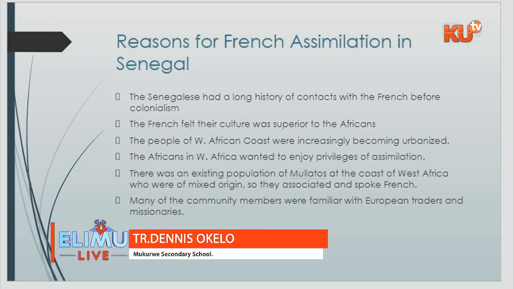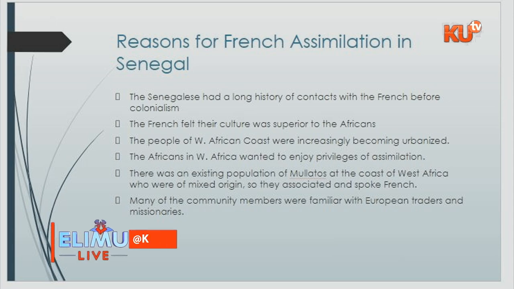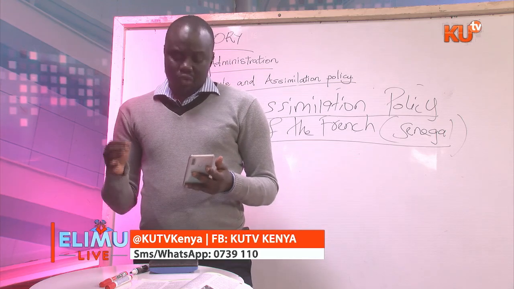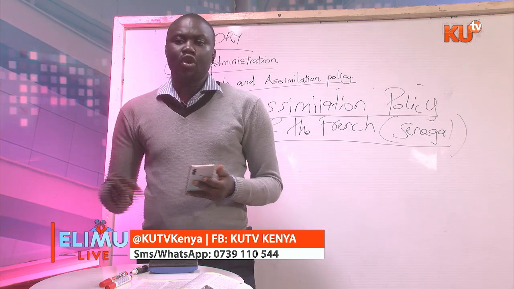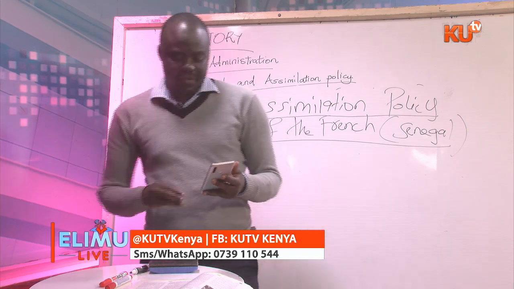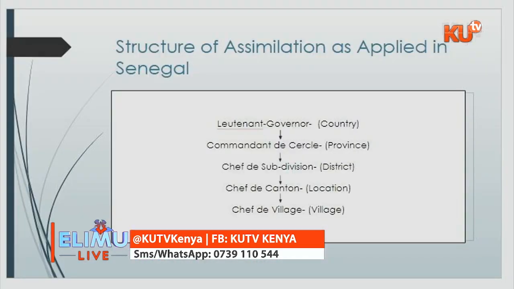Then many community members were familiar with European traders and missionaries. Now let us look at the structure of assimilation as applied in Senegal. At the top was the lieutenant governor, who was in charge of the country, or the French province of Senegal. Then number 2, Commandant de Cercle, or the commander in charge of a province.